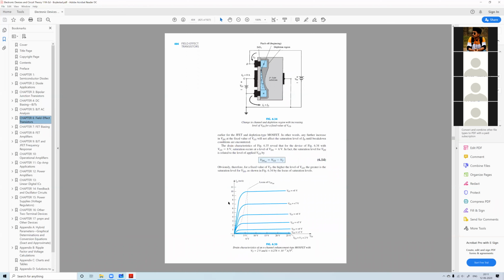See here. Note that here VGS is positive. V threshold is 2 volts. As I increase VGS, ID increases. But as I increase VDS, the current increases first and then it starts saturating. See how the saturation voltage changes?